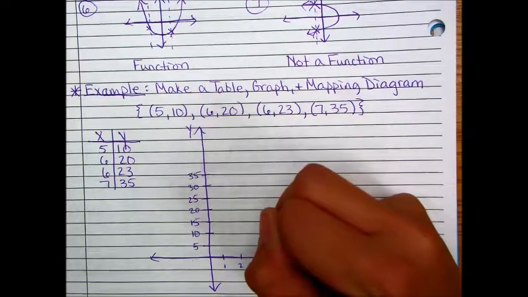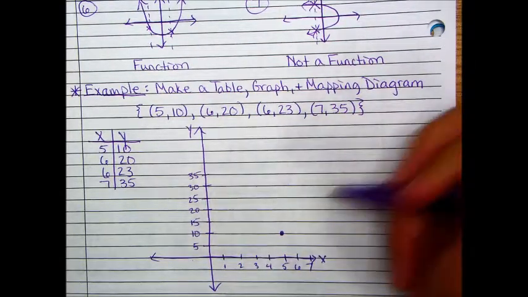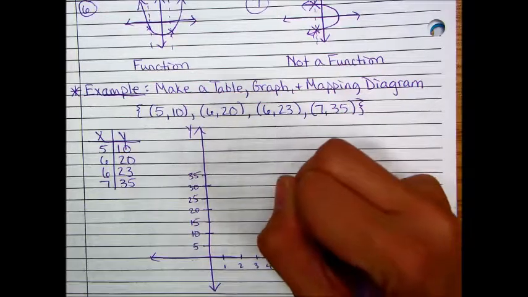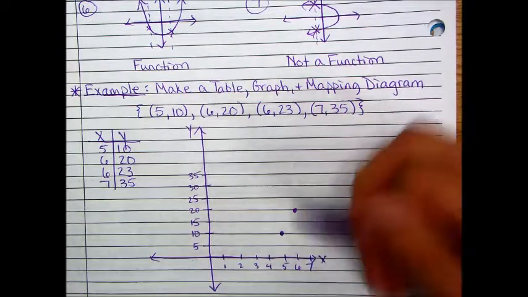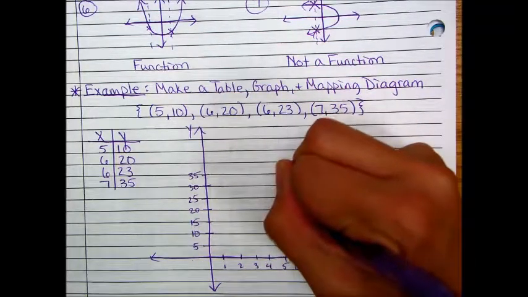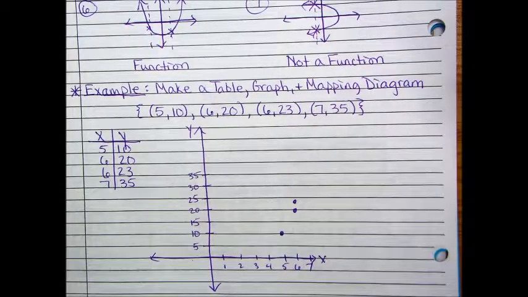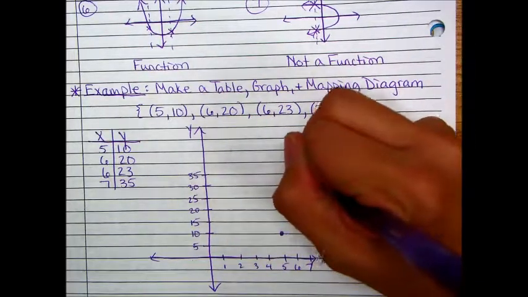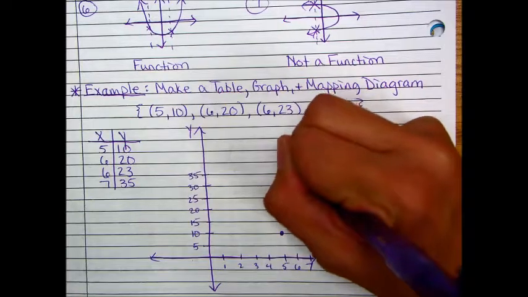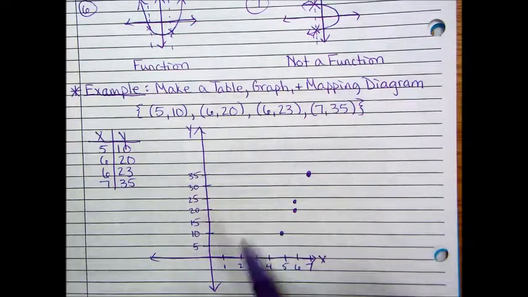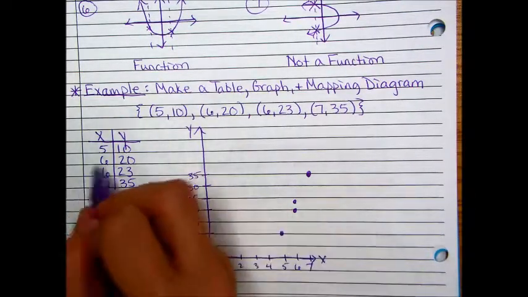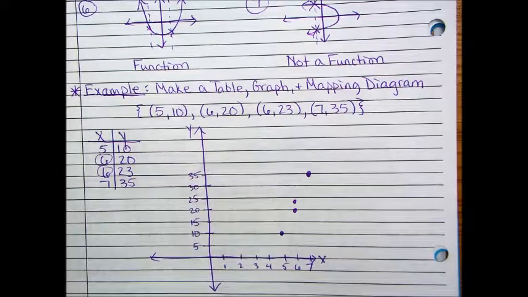We got (5, 10), we have (6, 20), and for (6, 23), that's going to kind of have to float between my lines for 20 and 25, and then we have (7, 35). So I know this question didn't ask it, but you should be able to tell from what we learned. See how the X repeats itself, and these stacked on top of each other would not pass the vertical line test? This is not a function. It's a relation, but it is not a function.